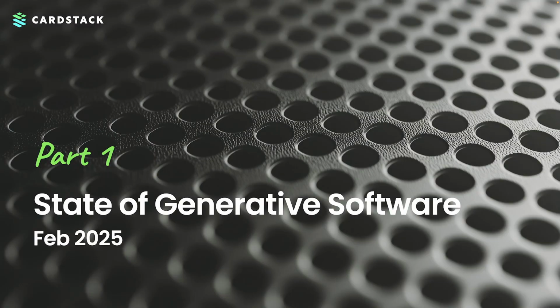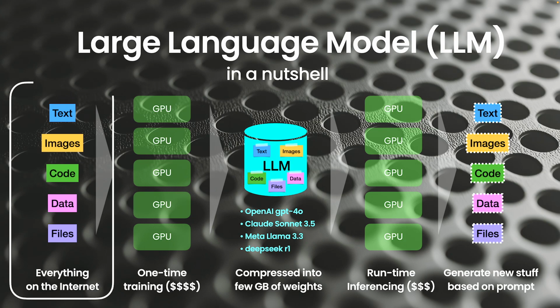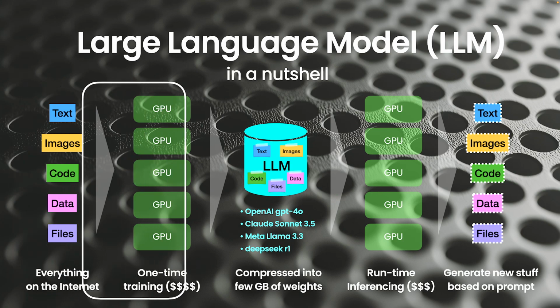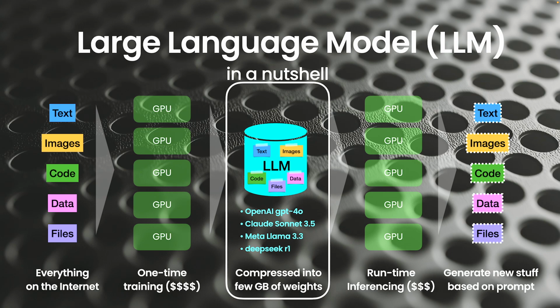So the state of generative software is dependent on something called a large language model. A large language model is something that applies to text, images, code, data, and files. So this is not specific to software, but a large language model sucks in everything from the internet and essentially runs it through a training process to compress almost the world's knowledge into this model. These are called model weights, and they have different names. Different training runs have different code names.